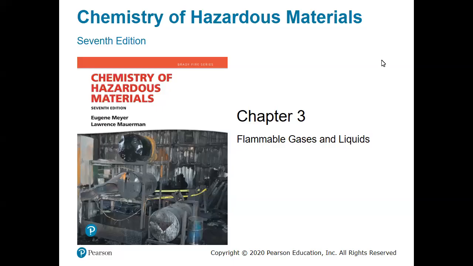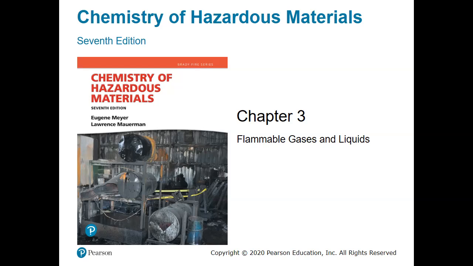So we are starting with chapter 3. Chapter 3 is about flammable gases and liquids. And so the majority of what we're going to see in this chapter is going to fall into two different areas. We're going to get into a lot of definitions in terms of what does the DOT define as a flammable gas? What does the DOT define as a flammable liquid?